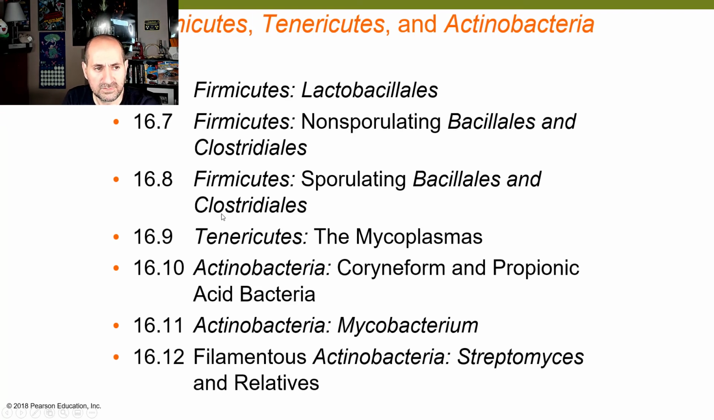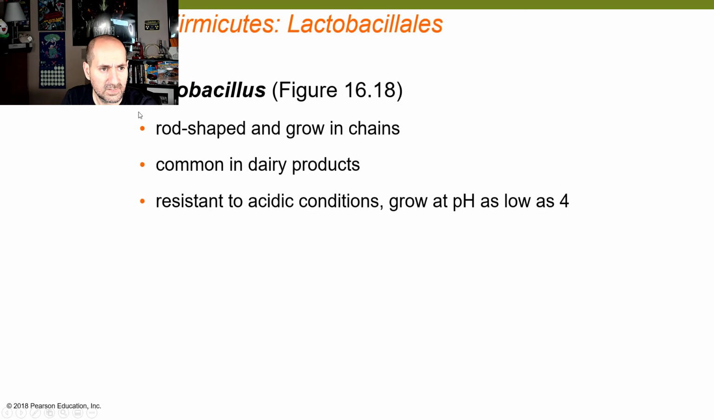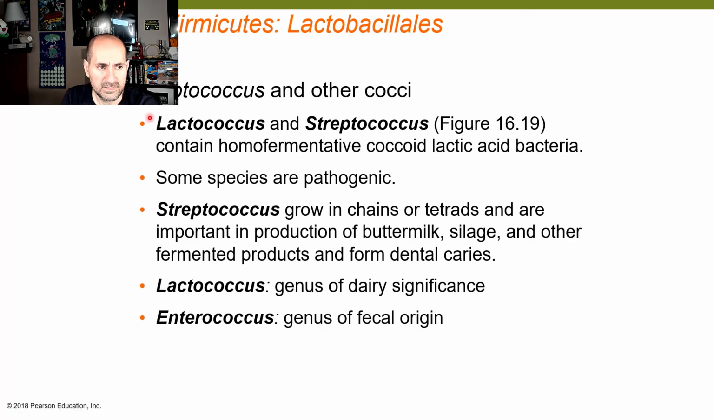Moving on to some gram-positives, the Firmicutes. So the Firmicutes Lactobacillales. This includes the genus Lactobacillus, which is common in dairy products. Then you have Streptococcus and other cocci, Lactococcus and Streptococcus. Streptococcus grow in chains of spherical bacteria, right? Lactococcus, these are dairy-related microorganisms. Enterococcus.